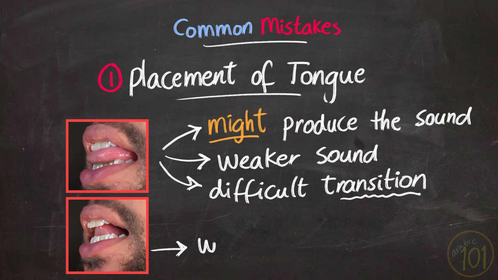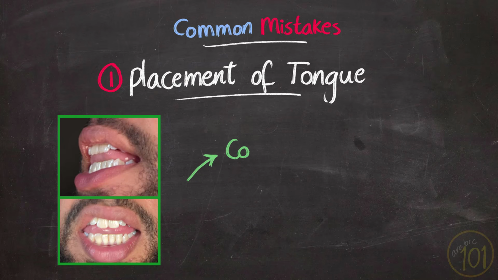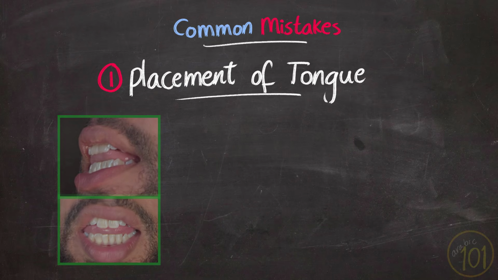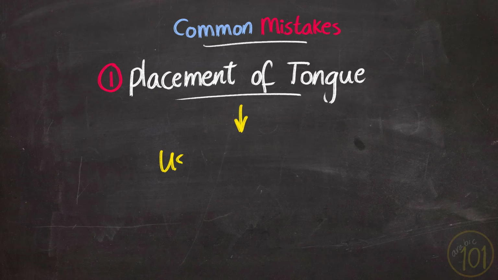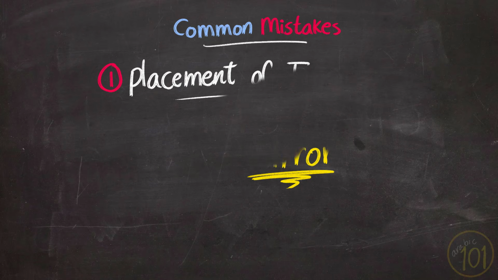And if it is behind the teeth, then the sound will not be produced at all, and it will produce a different sound. However, when it is put in the right place, the tip against the tip, the sound will be produced properly, and the transition will go smoothly. An easy trick that you can apply to make sure that you're doing it right is by looking into a mirror to see if your placement is proper.